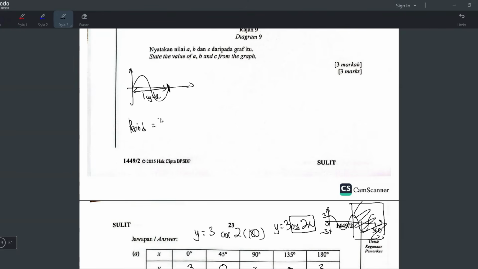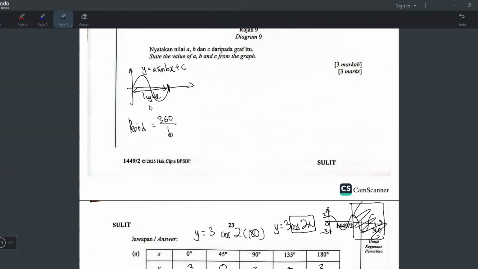360 over B. What do I mean by B? When you write the sine graph, it will always be in this form, right? The function y equals a sine bx plus c. So let's say this b is 1. That means sine 1x. That means you will draw one cycle in 360. But if this is sine 2x, you will draw two cycles in 360. Then for the period, you have to take 360 divided by 2, to get 180 here. That's what it means.